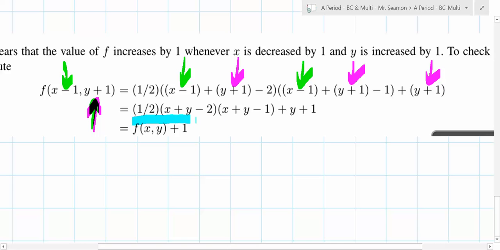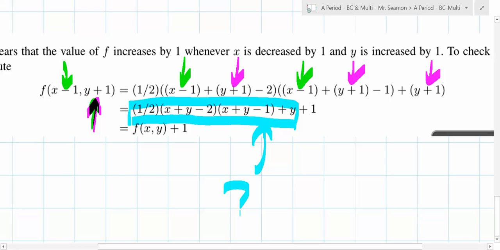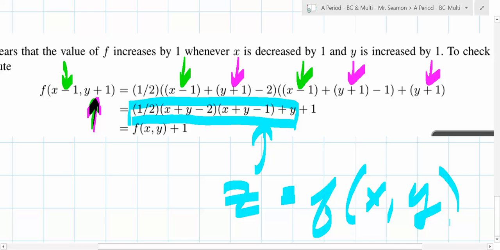You see this right here? What is this right here? This is z. That is the original, right? That is f of x, y. So what's the only thing that got added in? That plus 1. So that's how you prove it.